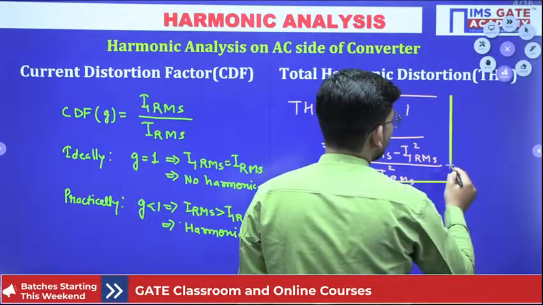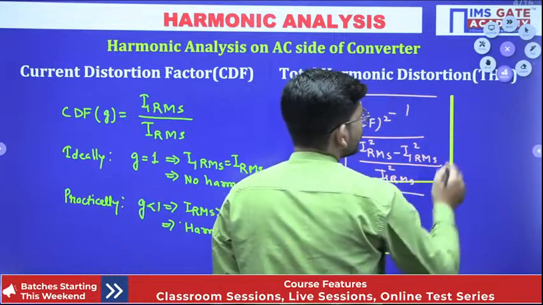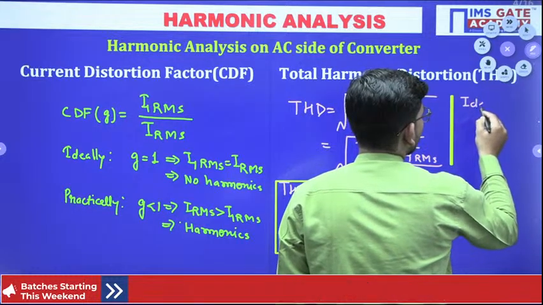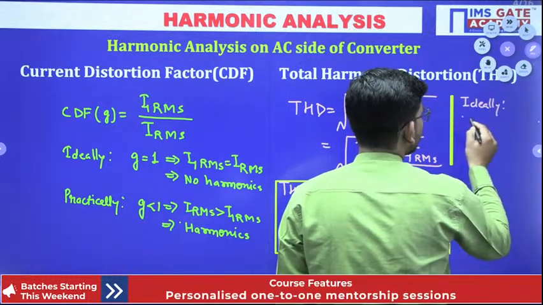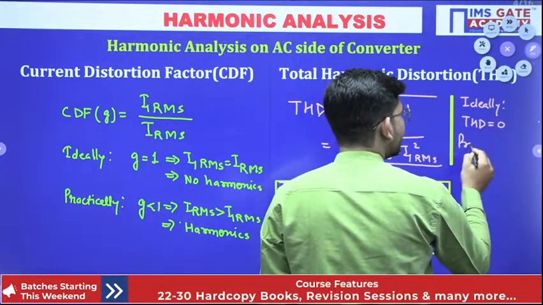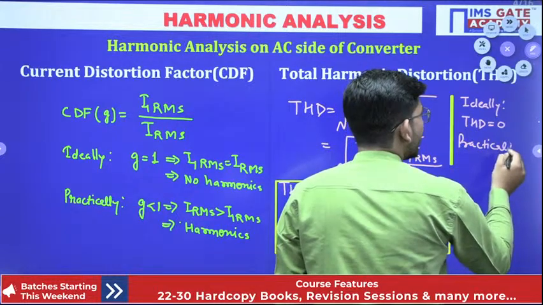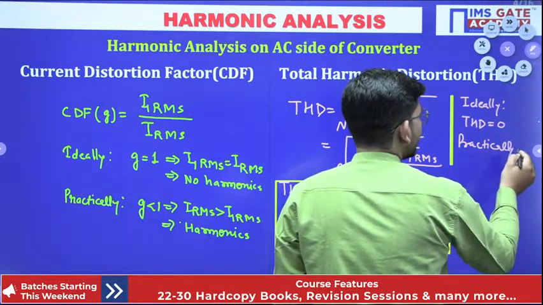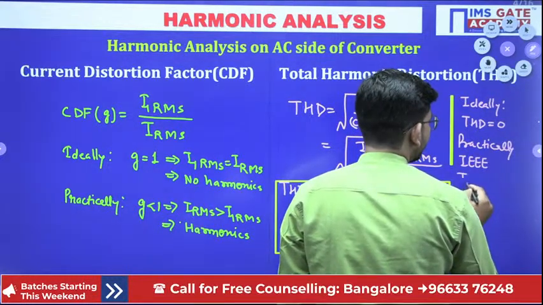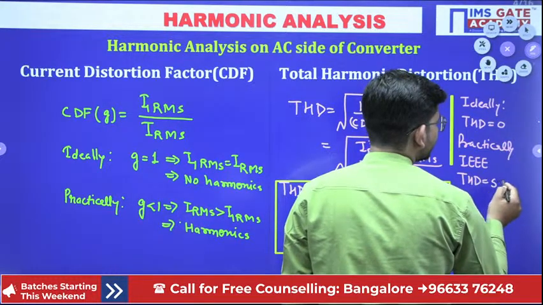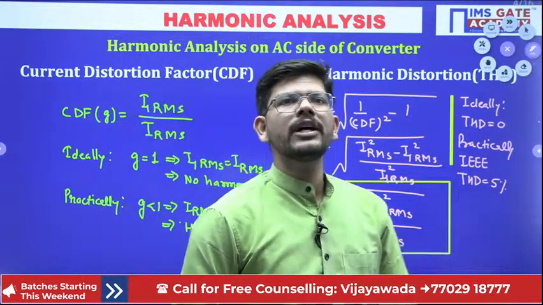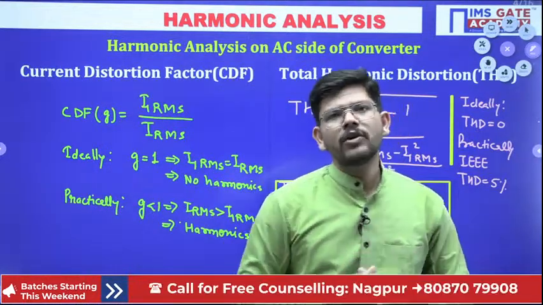So ideally, what should be the value of THD? Ideally the THD will be equal to 0, but practically THD will not be 0, and practically as per the IEEE standard, THD of 5% or less is allowed. Okay, so this is how the harmonics are going to affect the AC side of the converter.